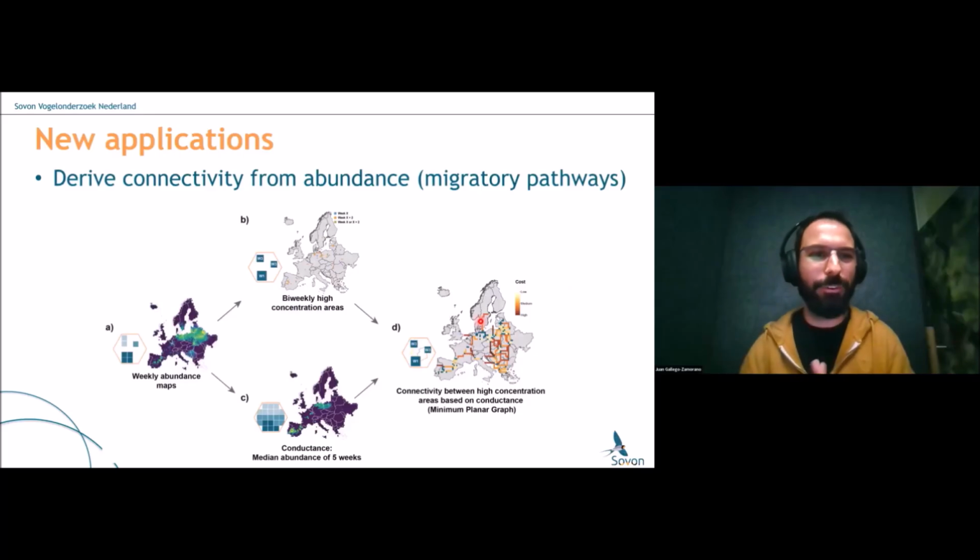But we are still looking for more applications, and we were thinking that now we have these weekly abundance maps, weekly models, that tell us a lot of information about the data, but maybe we can get a bit more out of it. So we are also exploring how we can use them to derive connectivity between places, trying to get the information that we get with the ringing data or with the GPS data from this abundance data, which is much richer in data, but a bit different.